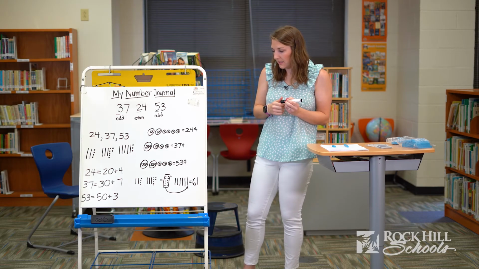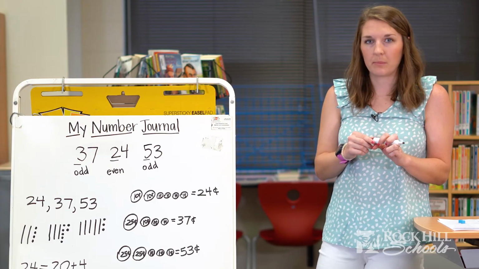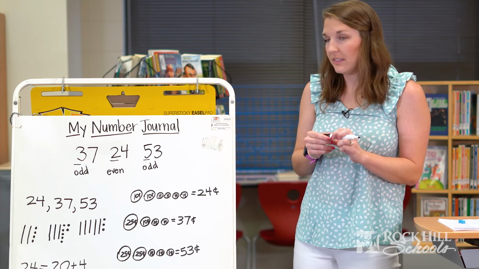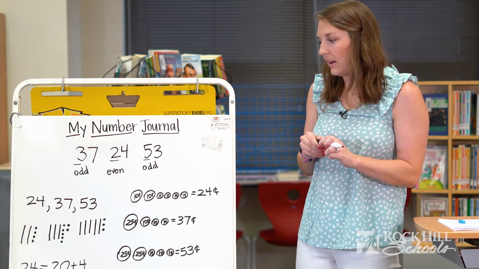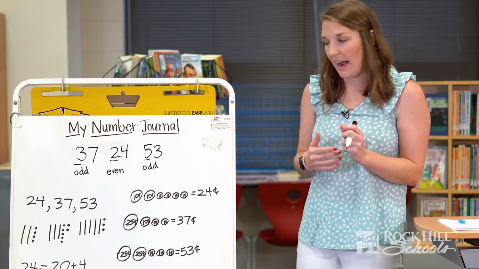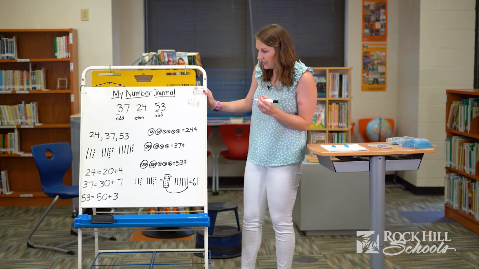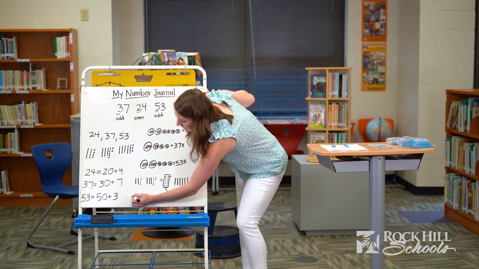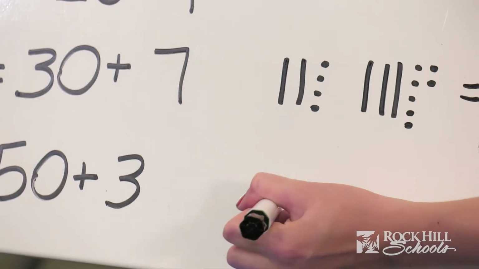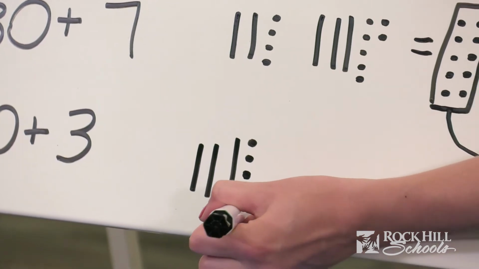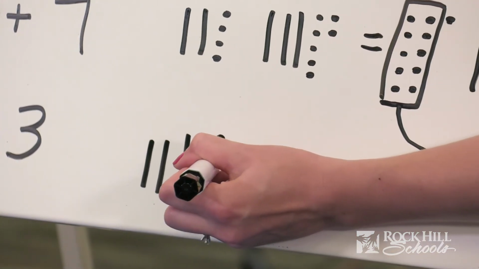All right, then the next thing we're going to do is we are going to pick 2 numbers and we're going to find the difference of them. Remember that the difference is just another word for saying that we are going to subtract. So this time we are going to take 37 and we are going to take away 24.